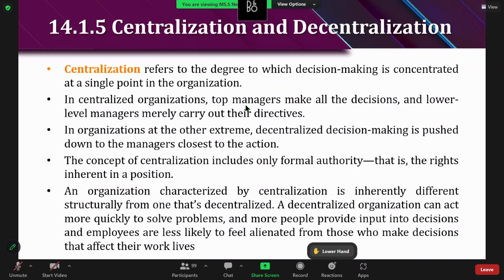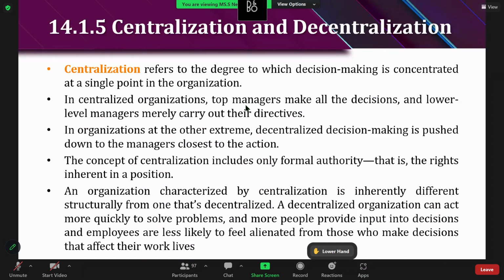So if all the decision-making power lies with the top management, then high centralization will be there. If they have delegated the decision-making power to the lower level employees or lower level managers, then decentralization would be there. So in a centralized organization, top managers make all the decisions, and the lower level managers just carry out the decisions made by the top management. But in the other extreme, if it is decentralized, they push decisions down to the managers closest to the action.